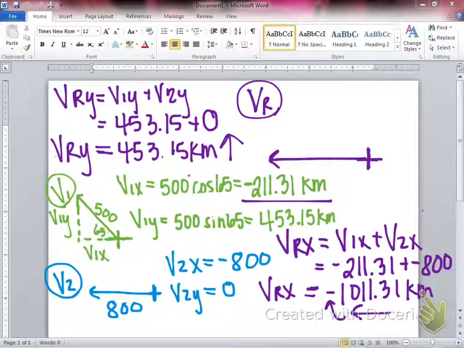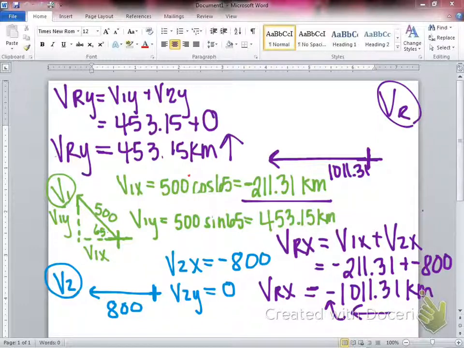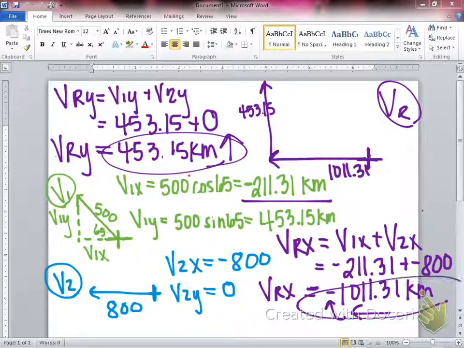Okay, and that's going to be labeled 1011.31. My v sub ry needs to go in the positive or the negative direction? Positive. So it's going to go positive. And that value is 453.15 because that's what I solved for. So I used those v sub rx and v sub ry to build a new resultant triangle. And now I'm going to look at the hypotenuse to equal v sub r.